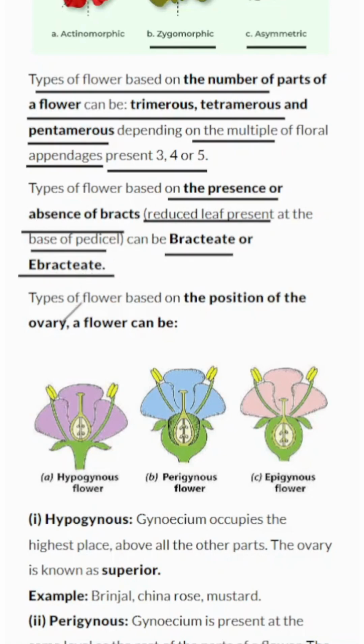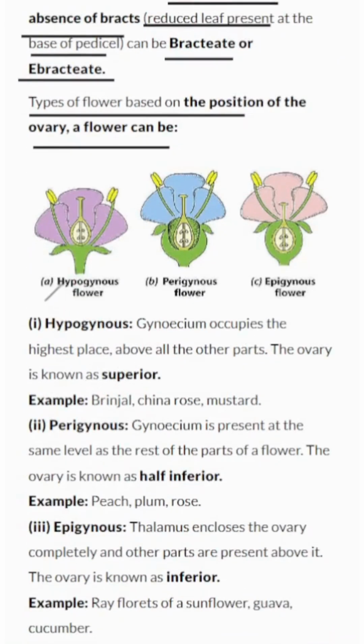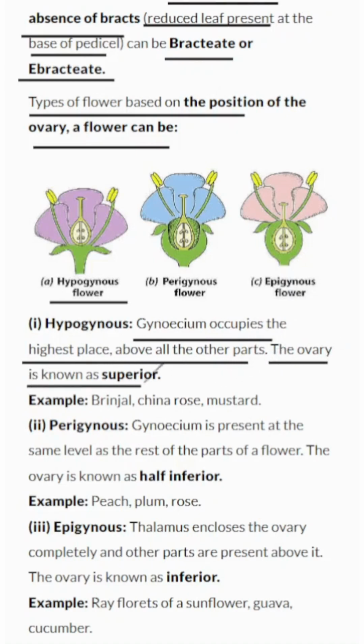Let's talk about the position of the ovary within a flower. Hypogynous. In these flowers, the gynoecium, the female reproductive part, is at the highest position, above all other flower parts. This type of ovary is known as superior. For example, you'll find this in brinjal, China rose, and mustard flowers.